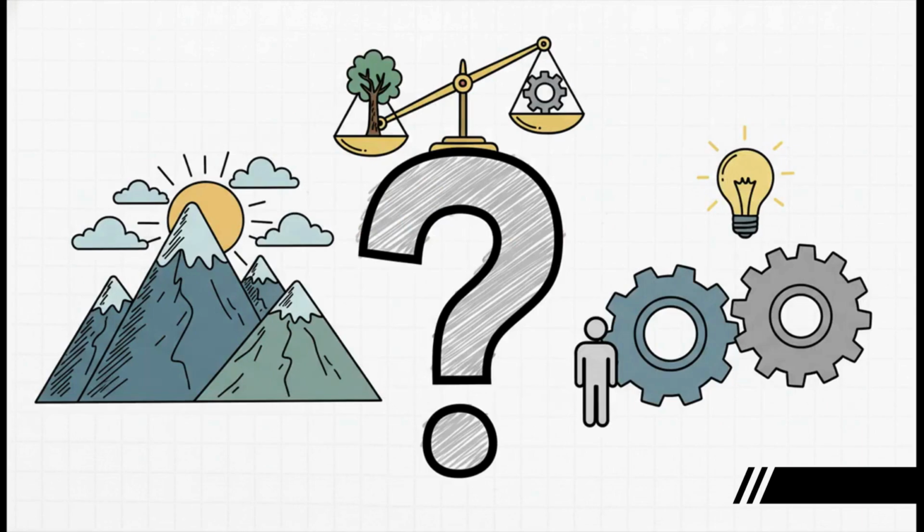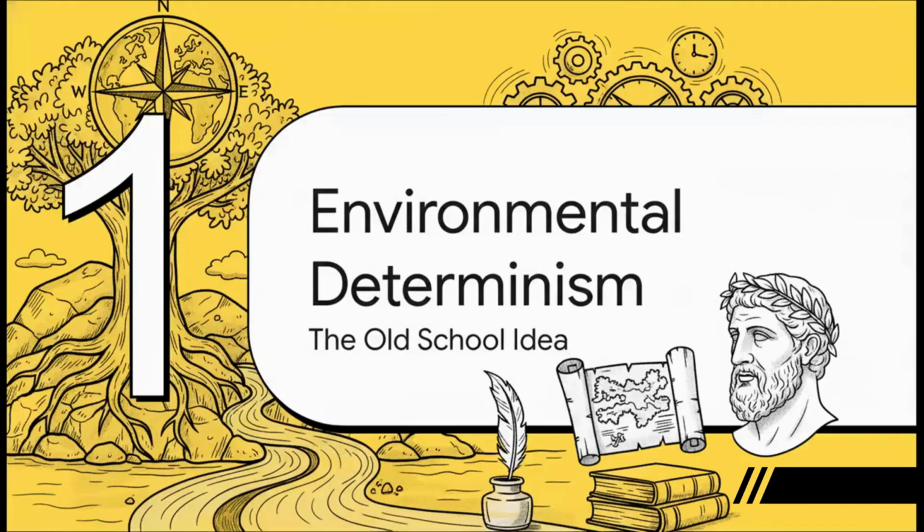So what is this big central idea? It's really simple. It's the story of us, human beings, and our relationship with the powerful physical world around us. For literally centuries, the biggest minds have been arguing about one thing. Who is in charge? Does nature control us, or do we control nature? Every single theory we're about to cover is just a different answer to that one fundamental question. So let's jump into the very first answer to that question.